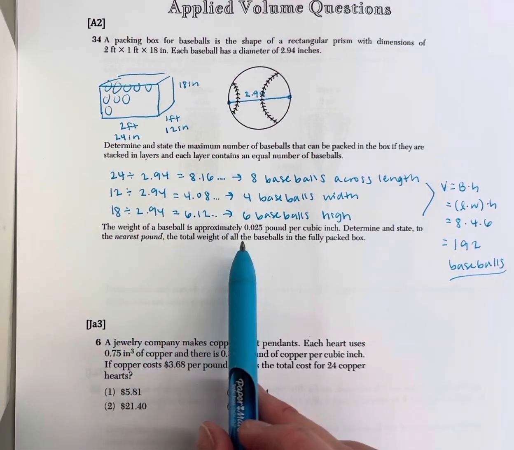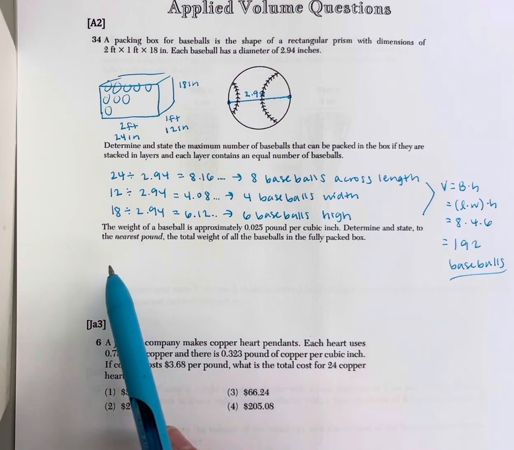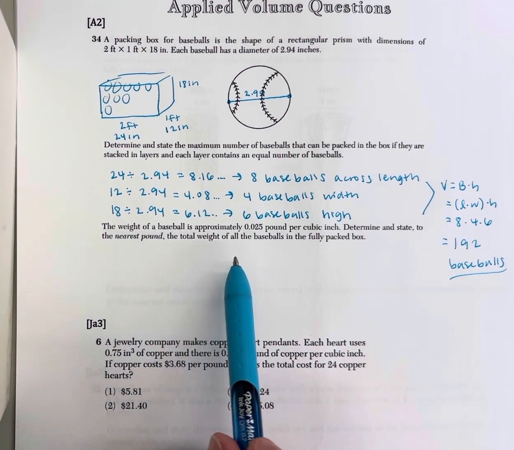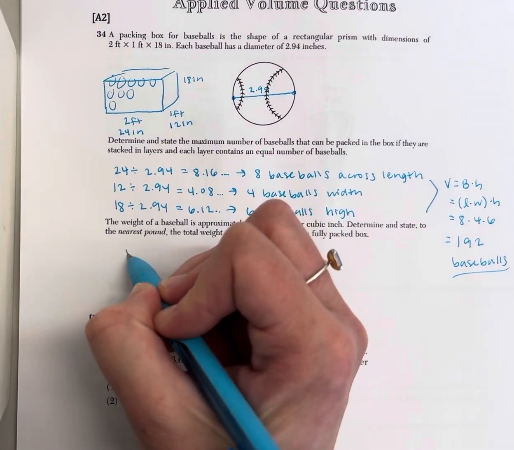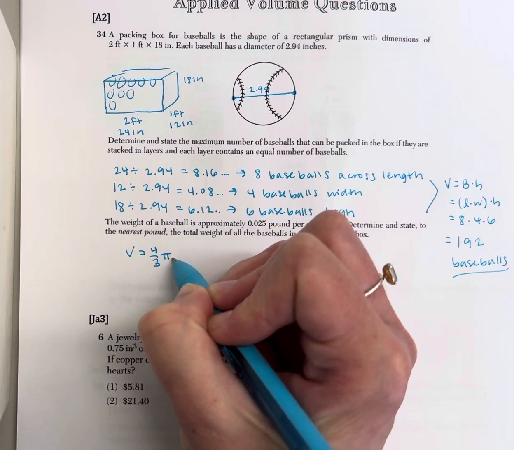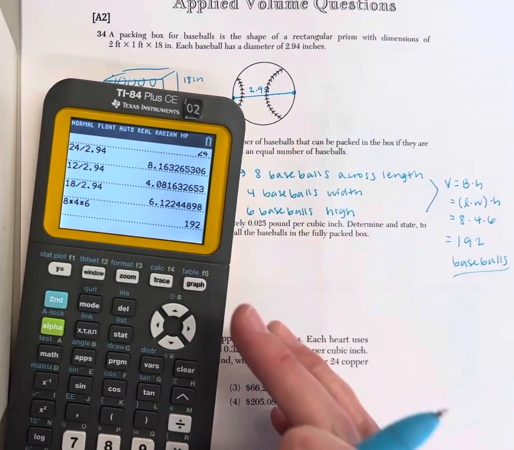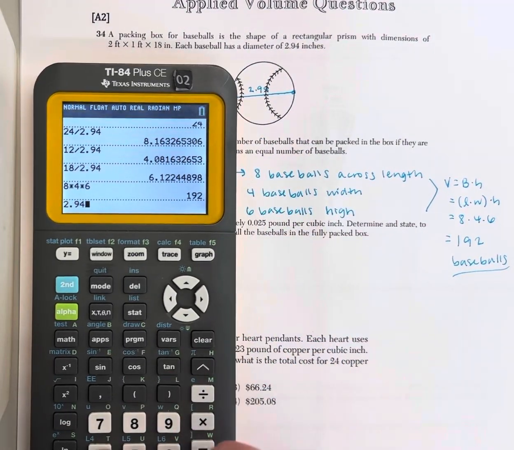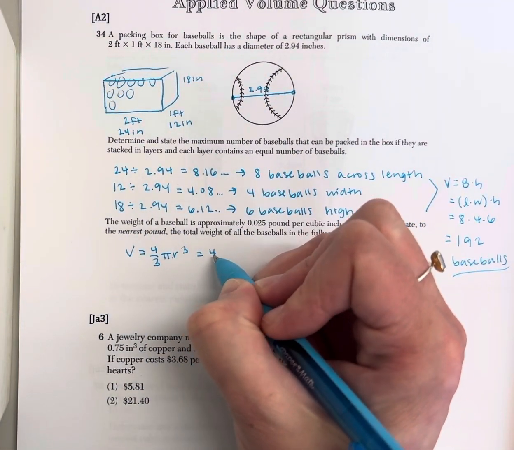The weight of a baseball is approximately 0.025 pounds per cubic inch. Determine and state to the nearest pound the total weight of all the baseballs in the fully packed box. So a baseball is a sphere. If I steal the sphere formula, I've got 4/3 pi r cubed. My diameter is 2.94, which means my radius is 1.47.